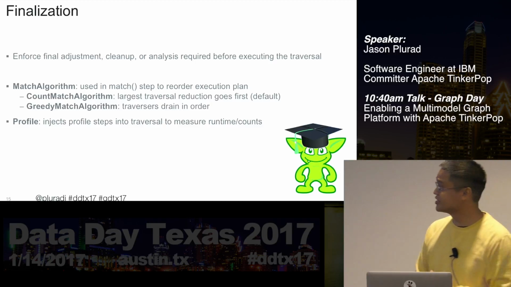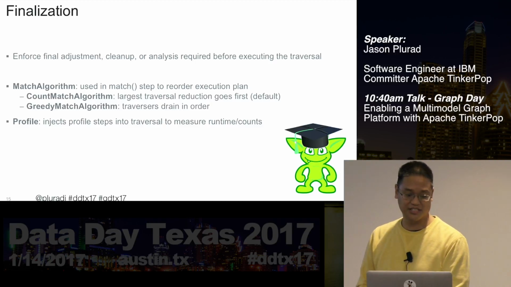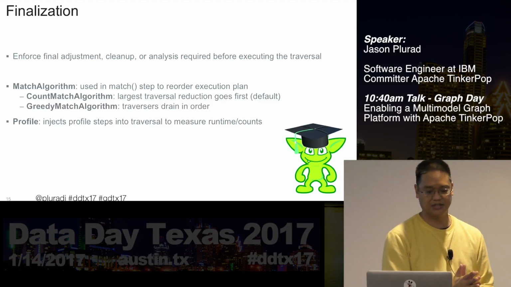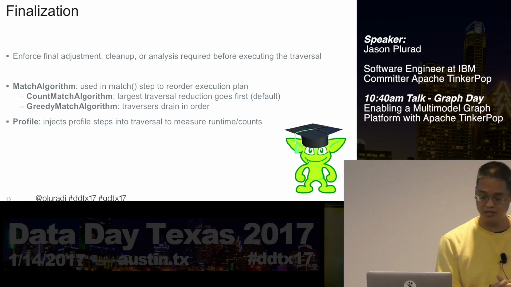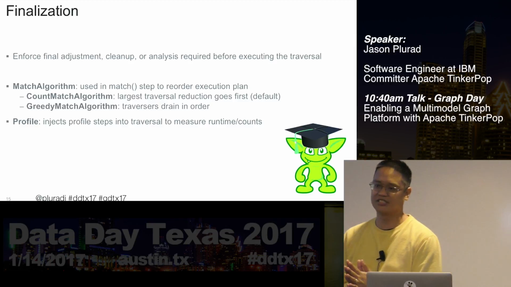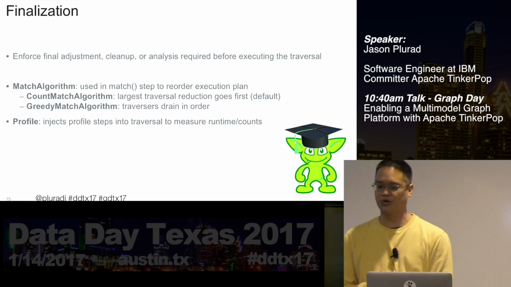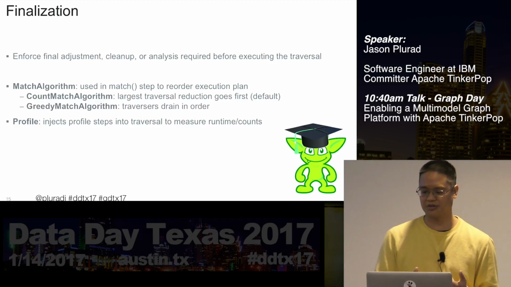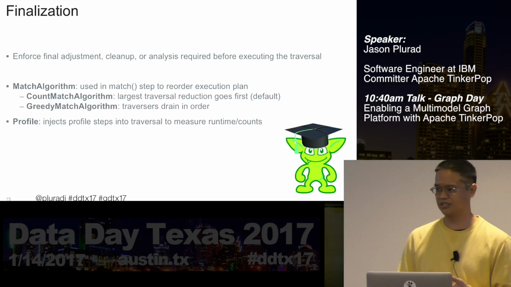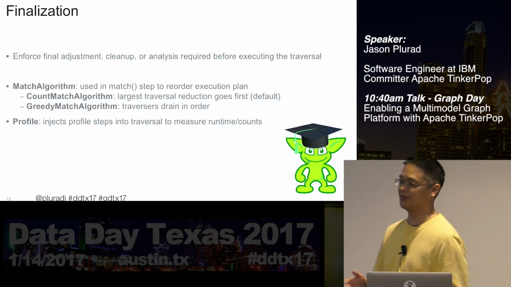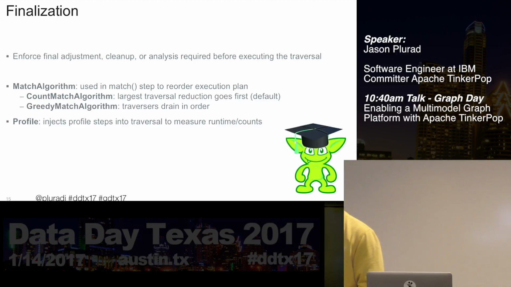Skipping over the optimization types, we're looking next at finalization. These come near the end where we're trying to make any final adjustments to the traversal before executing it. The match step itself is TinkerPop's way of doing more declarative style of operations. So in the traditional usage of Gremlin, you do more of an imperative style where you define exactly how you want to navigate through your graph.